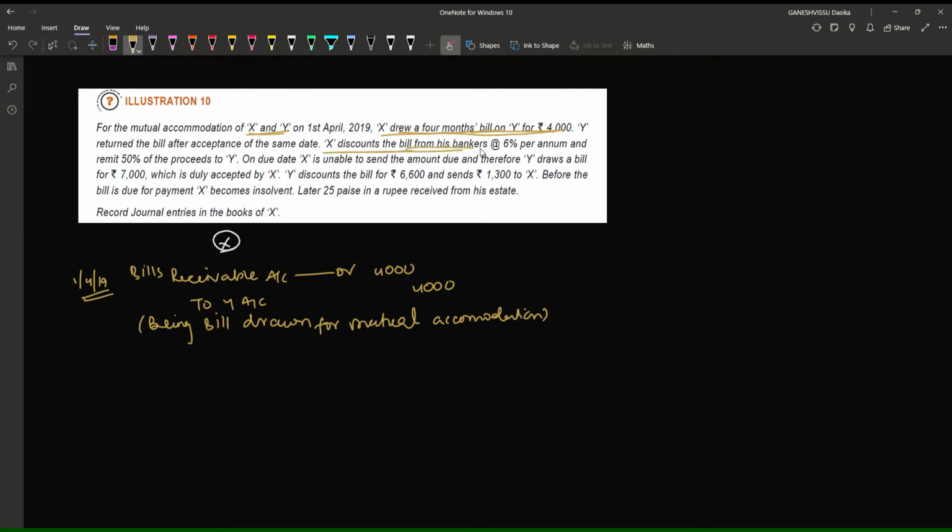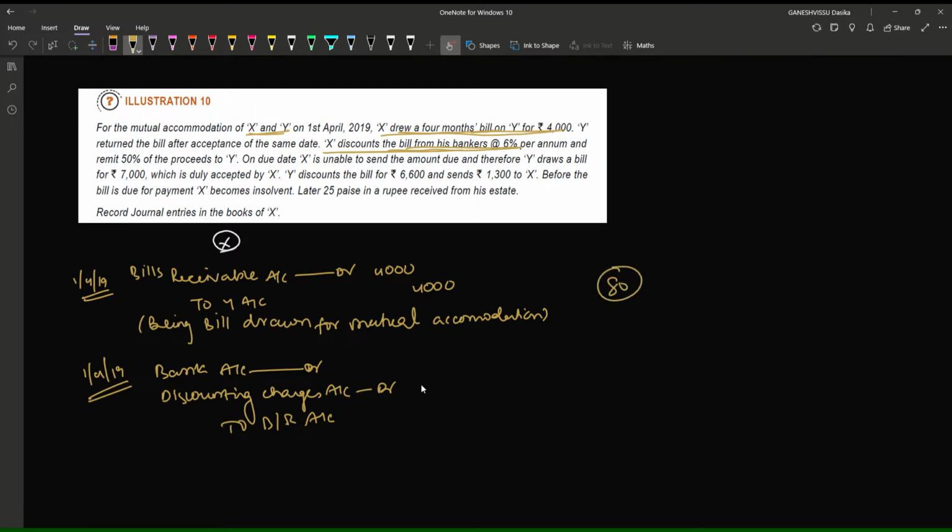X discounted it immediately with bankers at the rate of 6% per annum. So on the same date, 1/4/2019, we can write bank account debit, discounting charges account debit, to bills receivable account. I have seen there is a discount of 80 rupees, which we have calculated earlier. So this is 3920, and 80 rupees, and this would be a 4000 rupees, being bill discounted with bank.